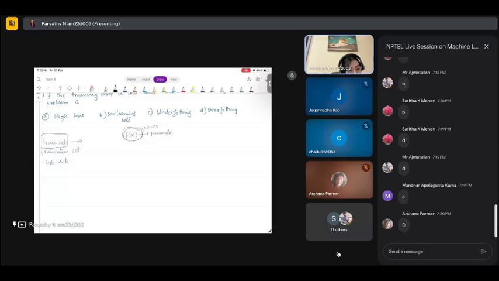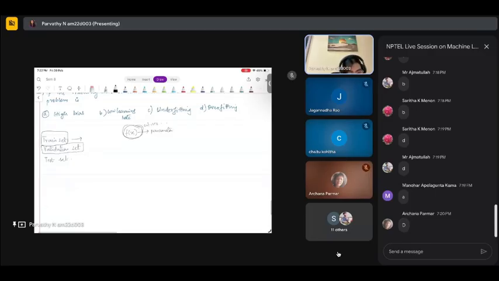And another thing is the validation set, another subset of the whole data set. This is where you monitor how your model is performing, and then there is a test set where you finally evaluate how your model is performing. So this is just a broad classification of training, validation, and test set.